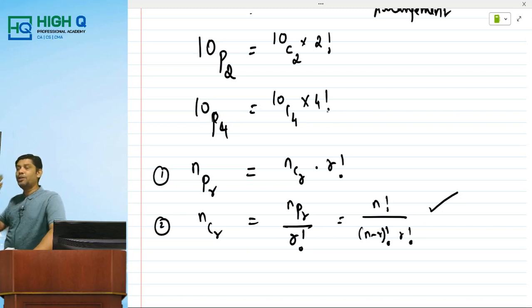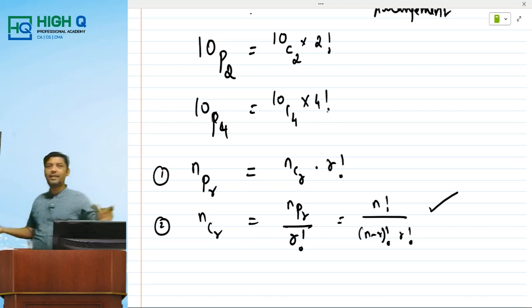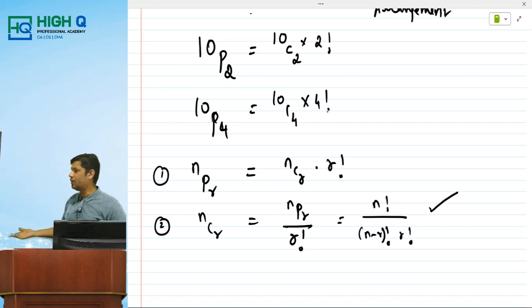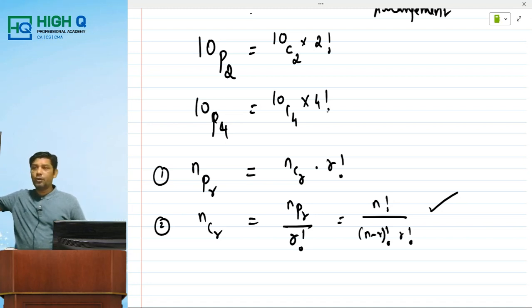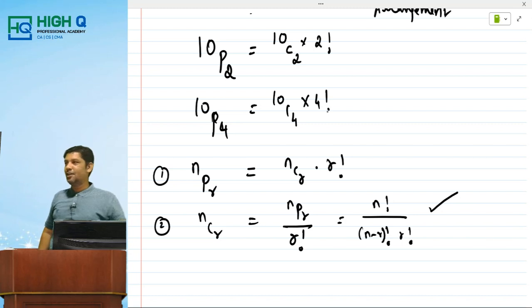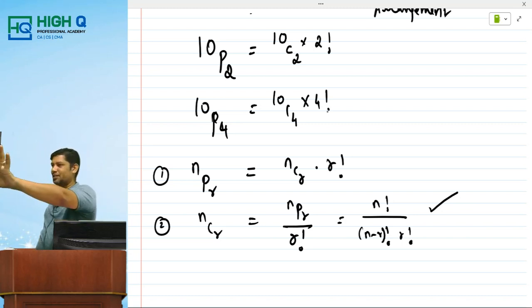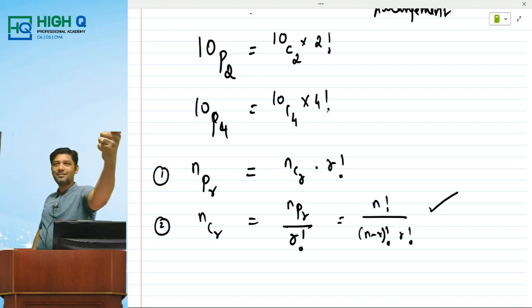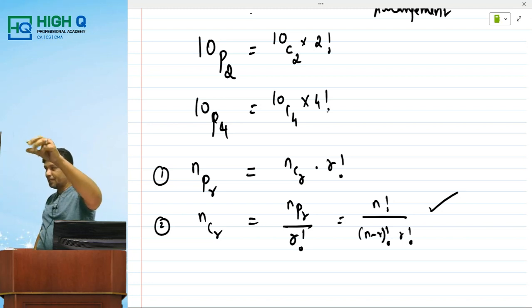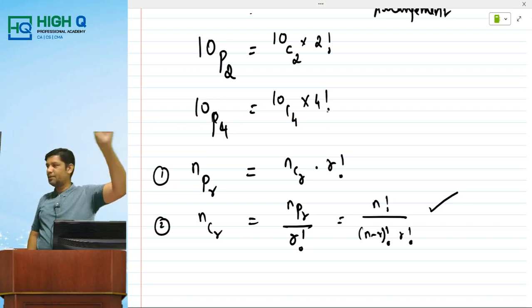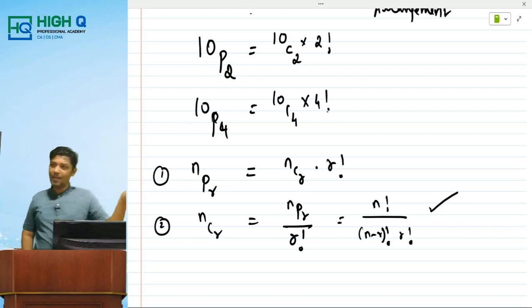That's it. Why mug up the formula, my dear, when you can derive the formula on your own? Now you got to know the logic behind nCr. Simply, this way you remember: permutation is selection into arrangement, and combination is total arrangement divided by r factorial. Divide it. That's it. nPr divided by r factorial.